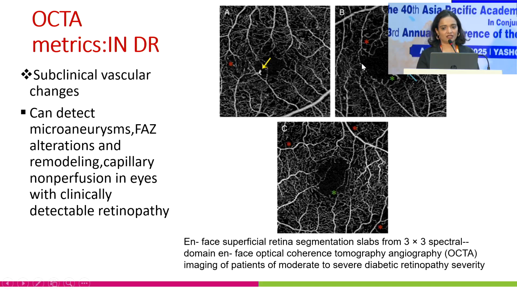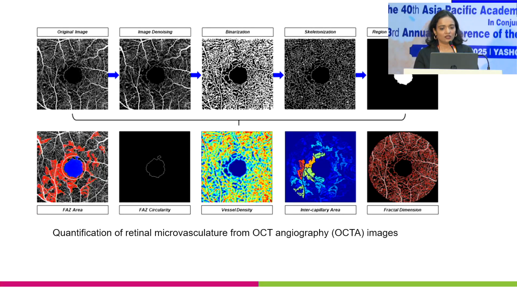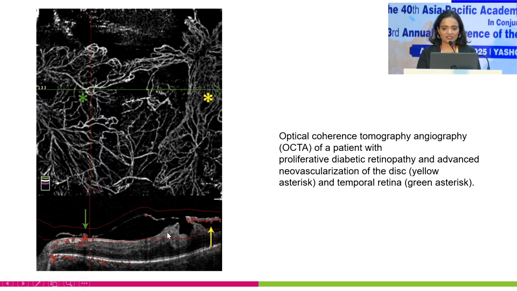So this is a phase enlargement, where the intercapillary spaces between the capillaries are increased, and here you can see a microaneurysm. It can also map the perfusion and tell us about various vessel densities in different layers, and it has a negative correlation with increasing severity of the DR. This is an example of how it quantifies the vessel density in each plexus, and it tells us about the intercapillary area. You can see even in foveal neovascularization, it's so beautifully seen. You can make out the flow signal through the vitreoretinal interface. Here you can see that there is advanced neovascularization of the disc and the temporal macula.